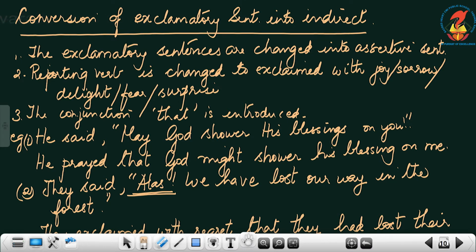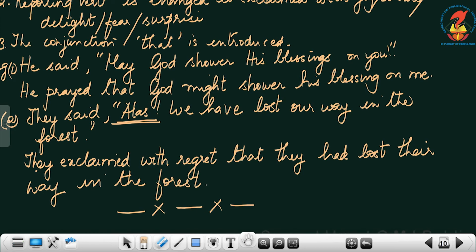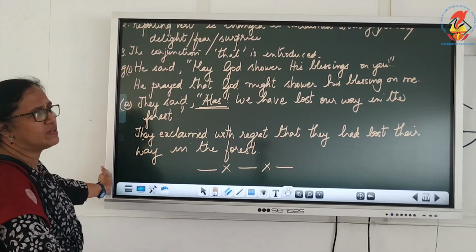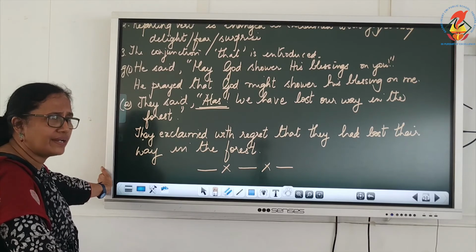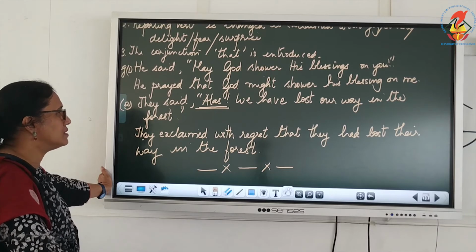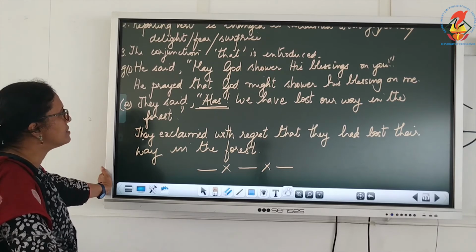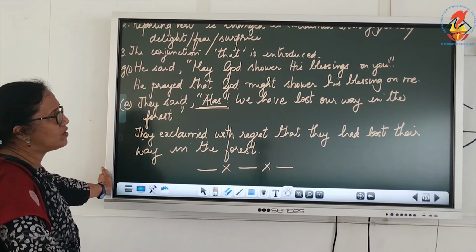And then another example, they said, alas, we have lost our way in the forest. Now here, alas, when will you usually use the word alas? When you are disappointed or when you have lost something, you are regretting something, or you are unhappy about something that has happened to you. So this is that one situation. So they said, alas, we have lost our way in the forest.